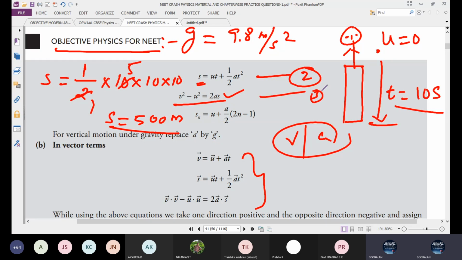So this is one more equation, the Sn formula. Sn equals u plus a by 2 times (2n minus 1). We'll discuss all the related formulas, their derivation, and how to use them in the upcoming class.